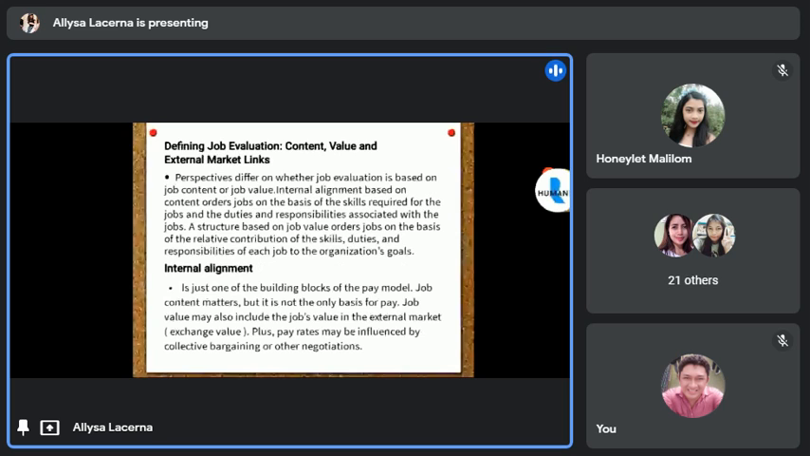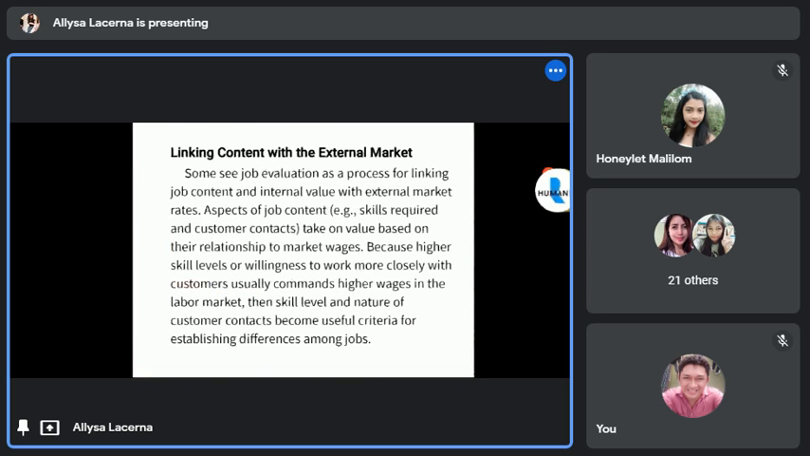Internal alignment, also known as a set of strategies, policies, and systems laid by an organization. Ito ay may kaugnayan sa trabaho, skills, and competencies in the organization. To be exact, external competitiveness refers to how an organization pays for jobs in relation to its competitors. So, dumako naman tayo on linking content with the external market.